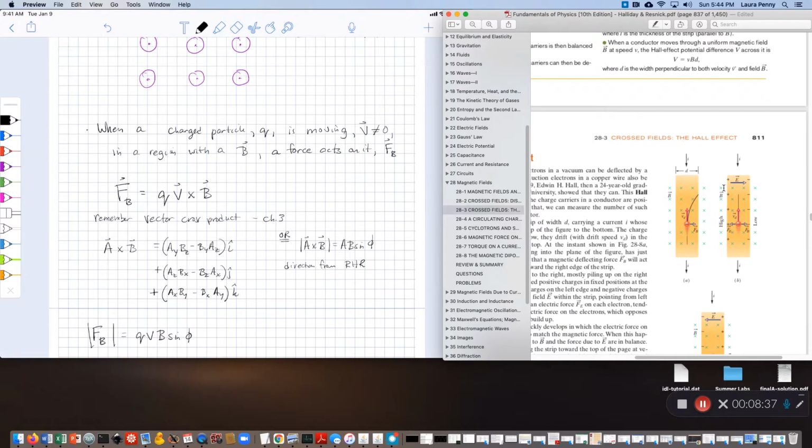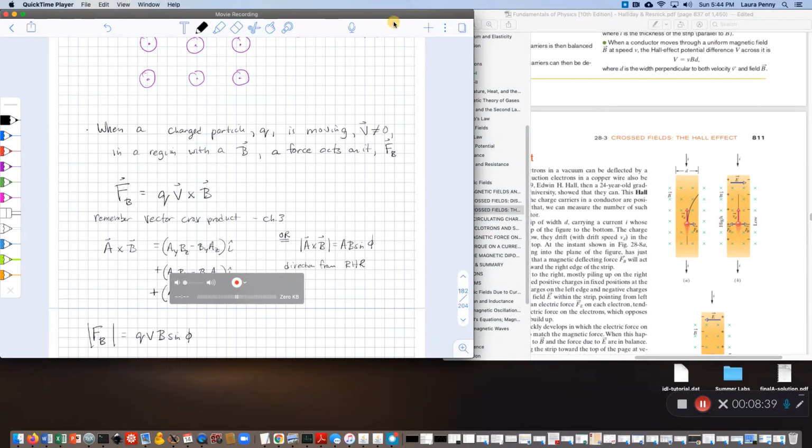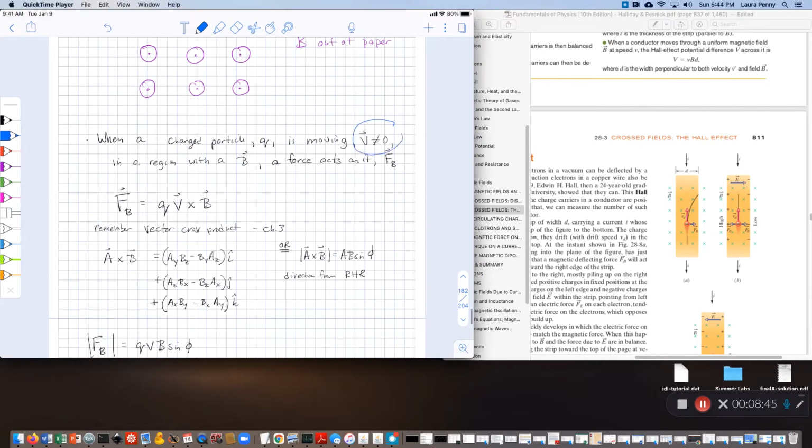It turns out that when you have a charged particle and it's moving, so it has some non-zero velocity, and it's in a region where there's a magnetic field, there'll be a magnetic force. This is also called the Lorentz force. In case anybody ever asks you, this is the Lorentz force.